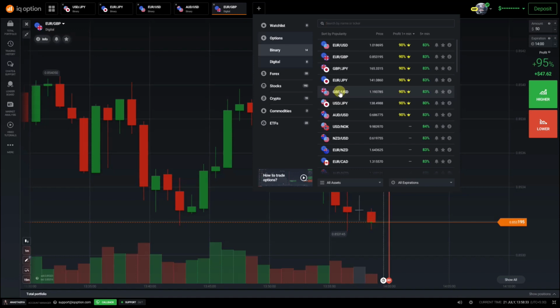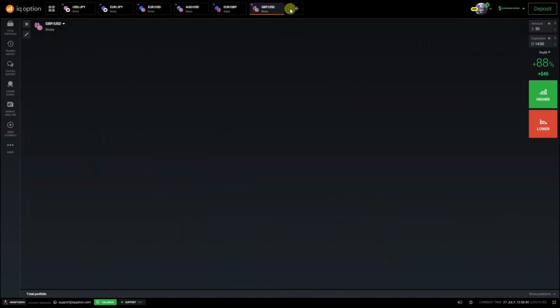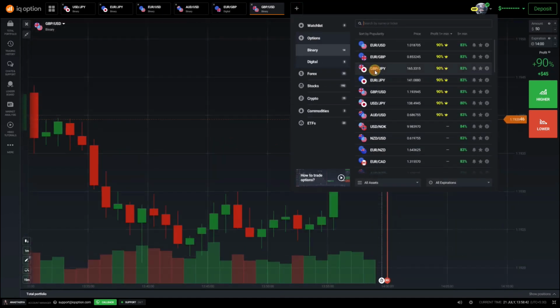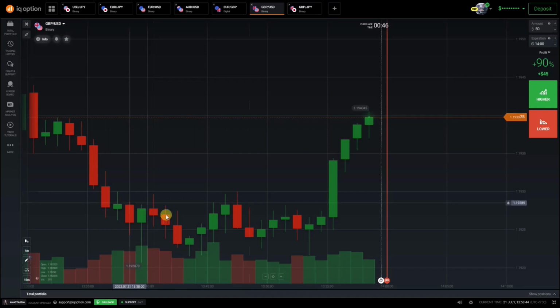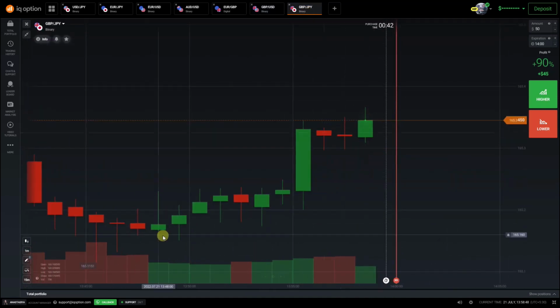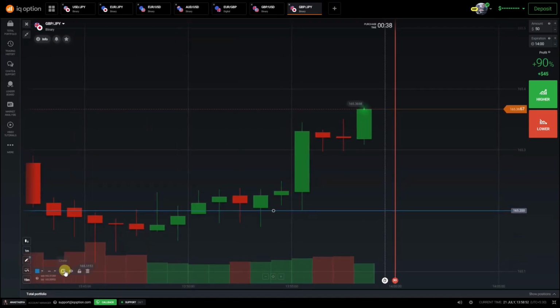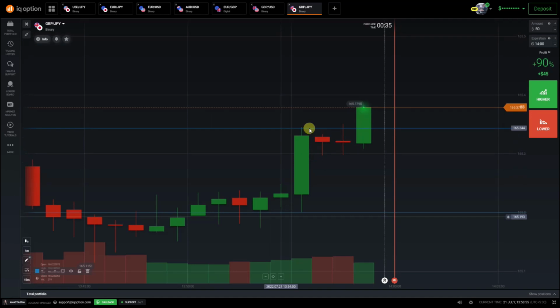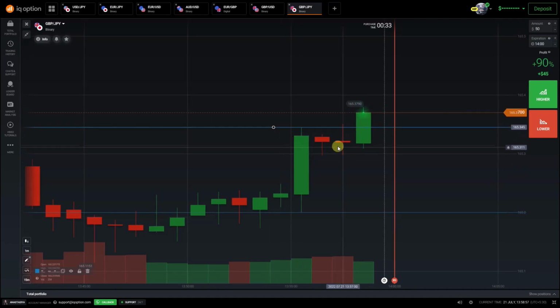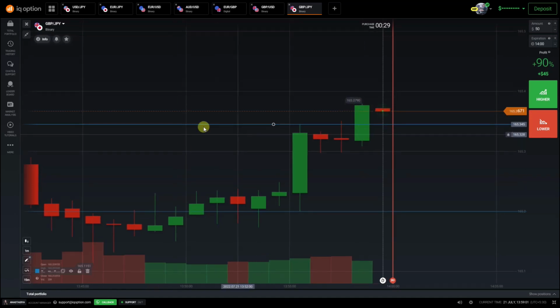GBP USD and AUD USD we are already checking, and now GBP JPY. We have GBP JPY and GBP USD. So here there is no setup. Oh, we missed the setup. A perfect setup we have missed. Look at that, it is a WRB system. The 2 candles close inside, that is the red, and this is the green candle. So we missed the best setup. The best setup we have missed here.